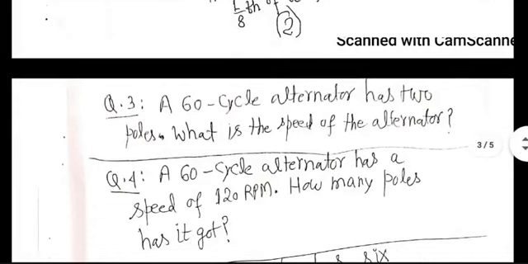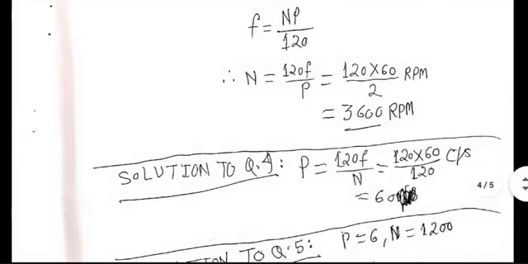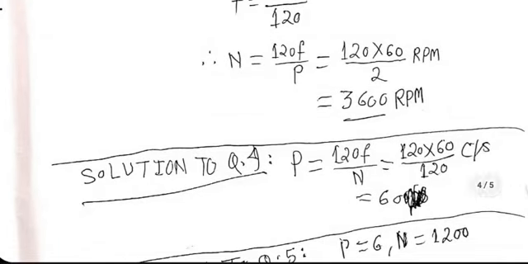Next question, a 60 cycle alternator has a speed of 120 RPM. How many poles has it got? Basically, we are playing with the same equation. Here, F and N are given, so you use the equation in a different manner, and you get number of poles equal to 60, very large, because the speed is very low, it's only 120 RPM. So number of poles will have to be large for a 60 hertz signal to come out.